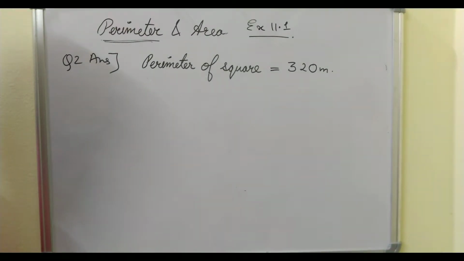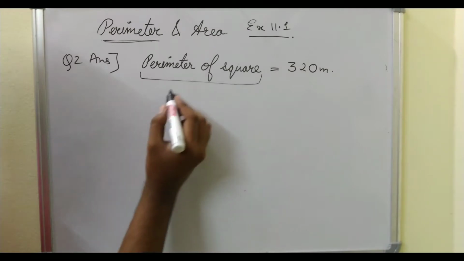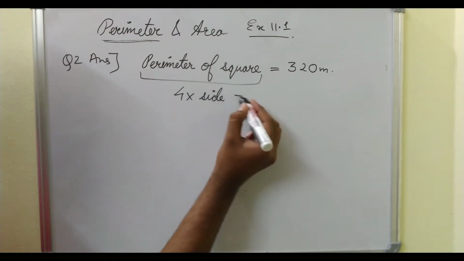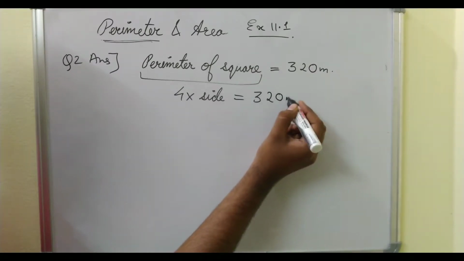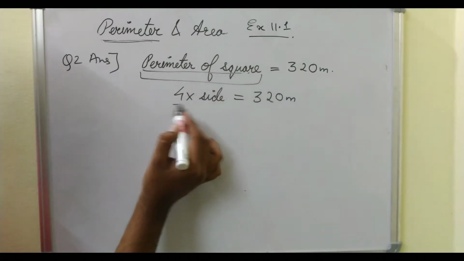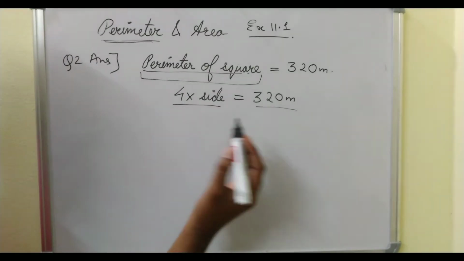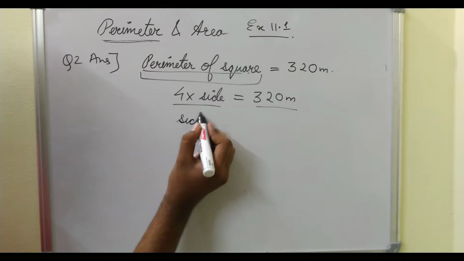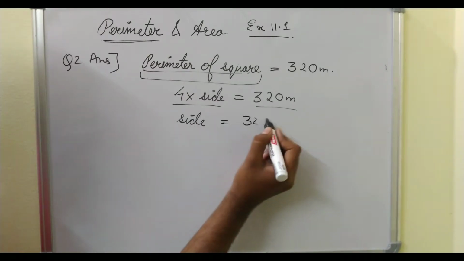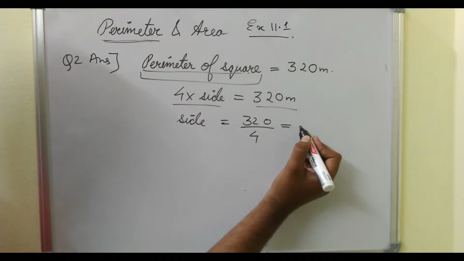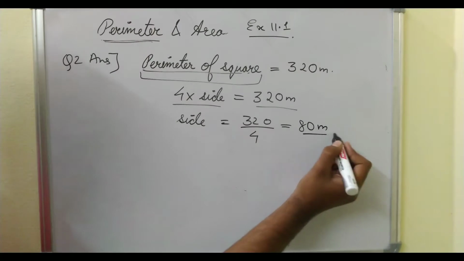Now what you have to find? We have to find the area. So the basic thing here is, what is the perimeter of the square formula? It is nothing but 4 into side, which is equal to 320 meter. So I am just rewriting this in the formula, right? Now 4 into side is equal to 320 meter. So side is equal to 320 by 4, which is nothing but 80 meter. So this is the side.